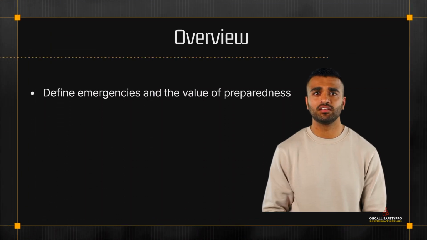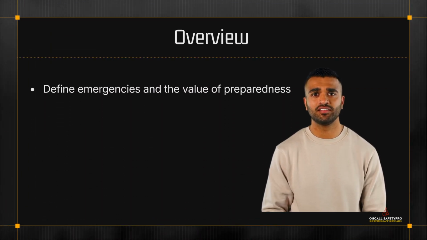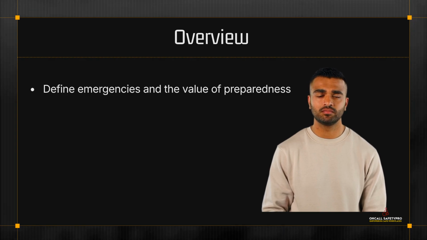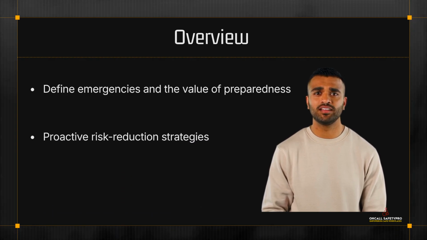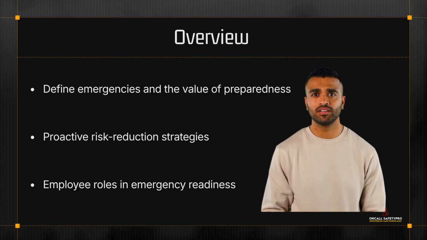In this section, we'll define workplace emergencies, events like fires, chemical spills, or natural disasters, and why it's essential to be prepared. We'll discuss the importance of taking proactive steps such as emergency planning, hazard identification, and regular drills to help reduce potential harm. Finally, we'll review the key responsibilities employees are expected to understand and follow.